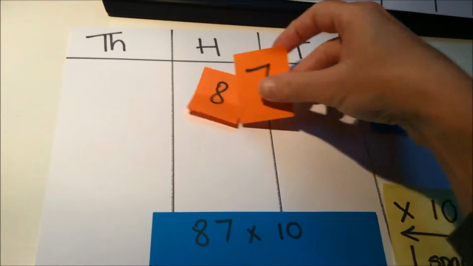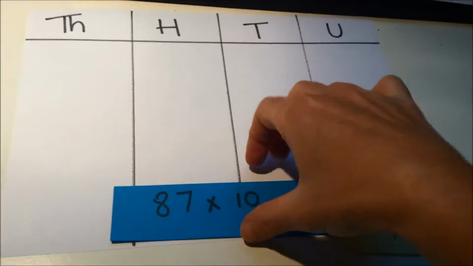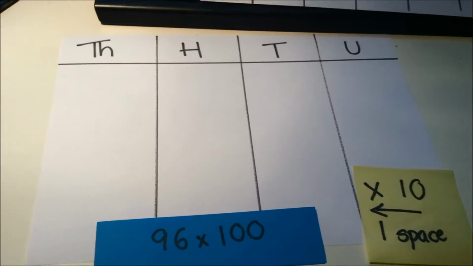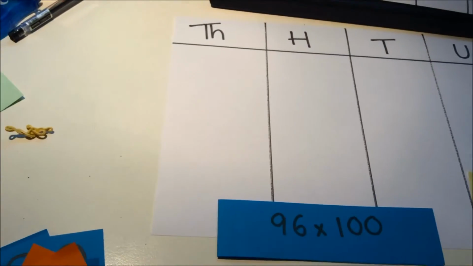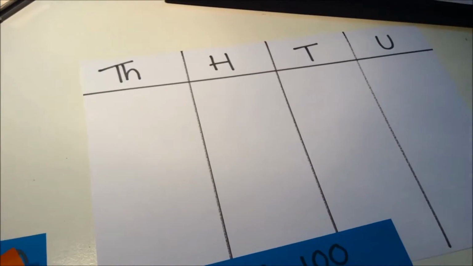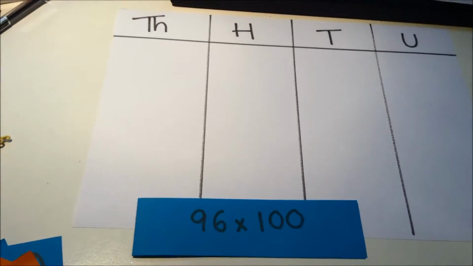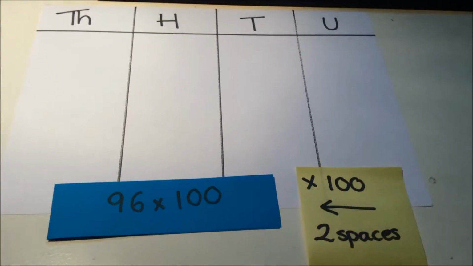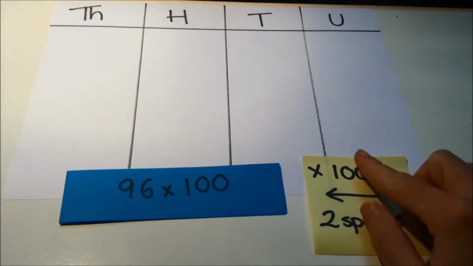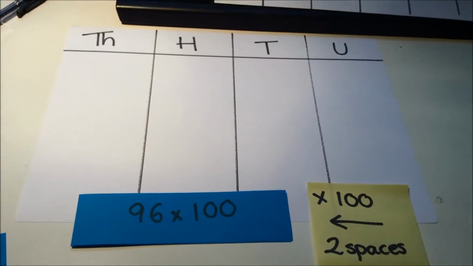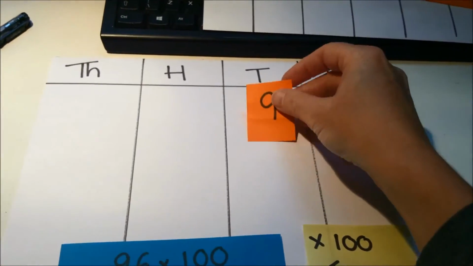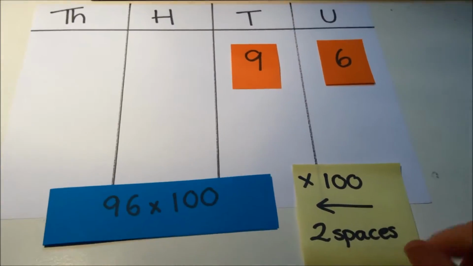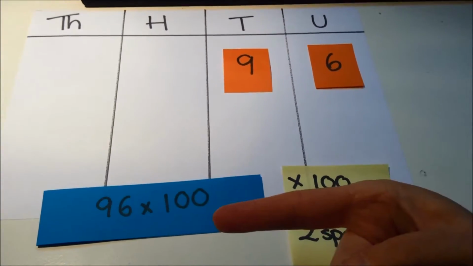Let's have a go at a different equation. So this one is 96 times 100. Now timesing by 100 is similar to timesing by 10, except that this time we're just going to move the number 2 spaces to the left because we've got 2 zeros there. So let's put in our 9 and 6. So our 9 goes into the tens column, our 6 goes into the units, and then we're going to move them 2 spaces to the left.